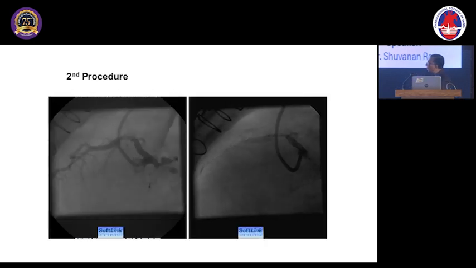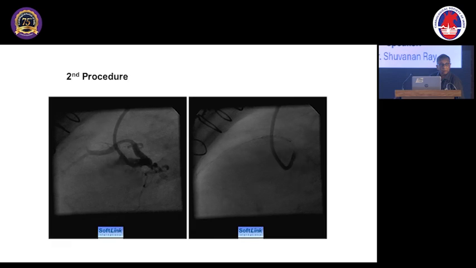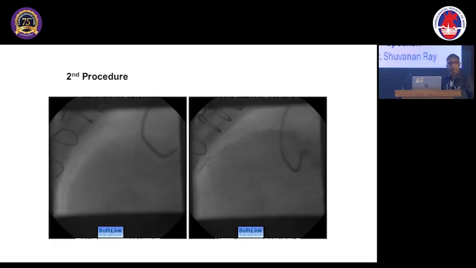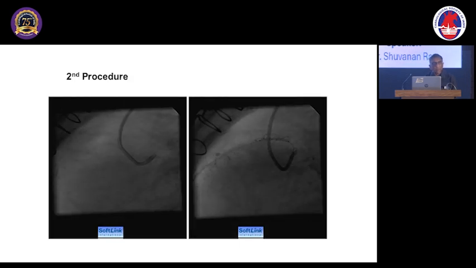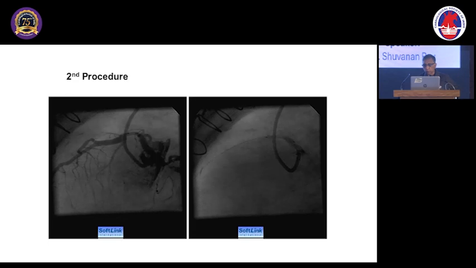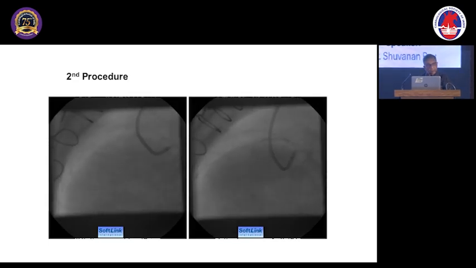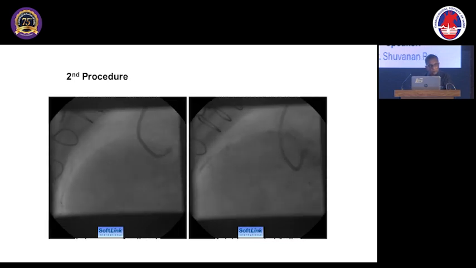Sir, for LV angio, instead of a pigtail, why did you use that catheter? Was a hand injection given? Yes, that was a radial angio. And the Tiger has two apertures, one at the tip and another at the side. So the Tiger is enabled to do an LV angiogram.